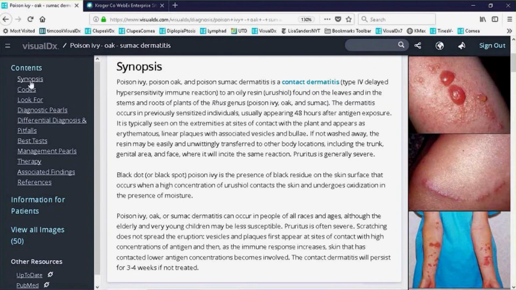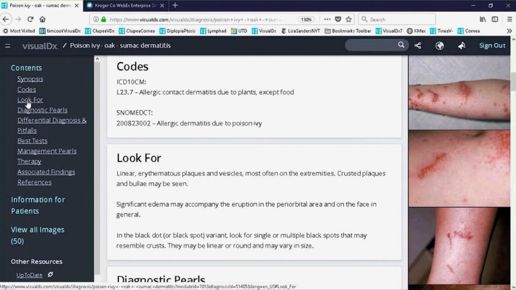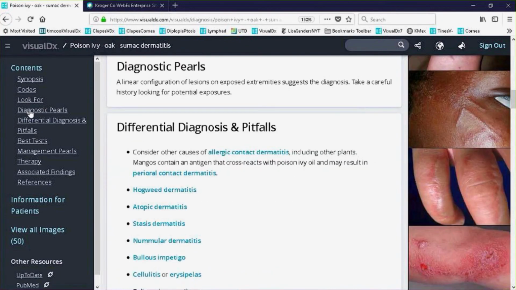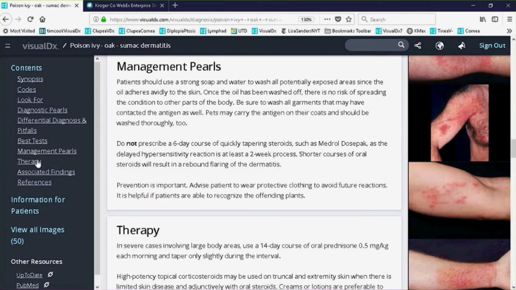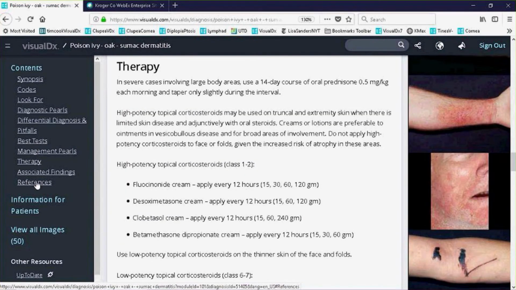So every disease in VisualDx follows handbook-length text of a synopsis, the codes, what to look for in an exam, diagnostic pearls, the textbook differential, not the differential you created with the software, best tests, management, therapy, and their references in there.